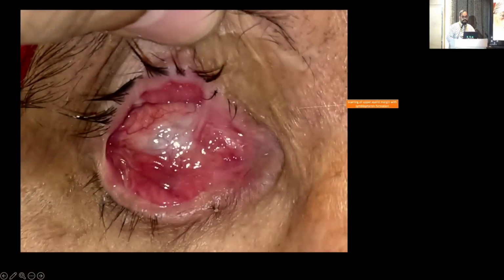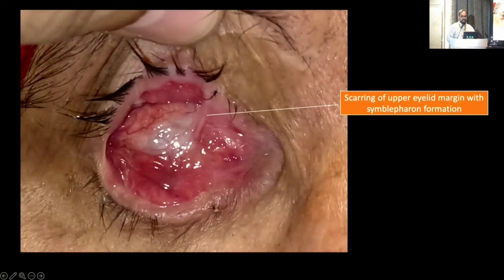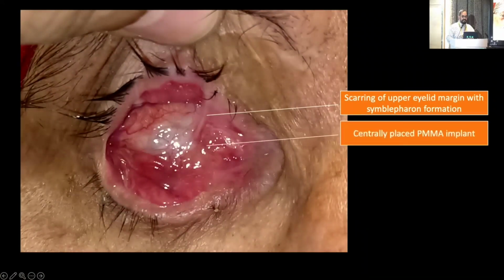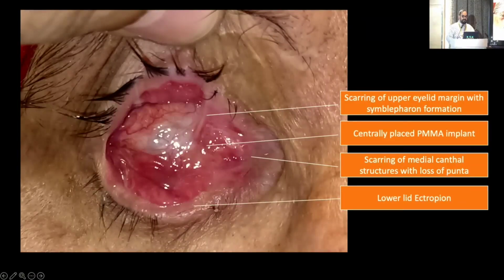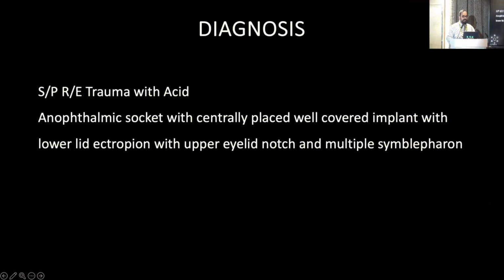On seeing the inner surface, you can notice scarring in the upper lid margin with symblepharon formation, a centrally placed PMMA implant, scarring of the medial canthal structures with loss of puncta, and lower lid ectropion. So the diagnosis of right eye trauma with acid, anophthalmic socket with centrally placed well-covered implant with lower lid ectropion, upper lid notch and multiple symblepharon was made.